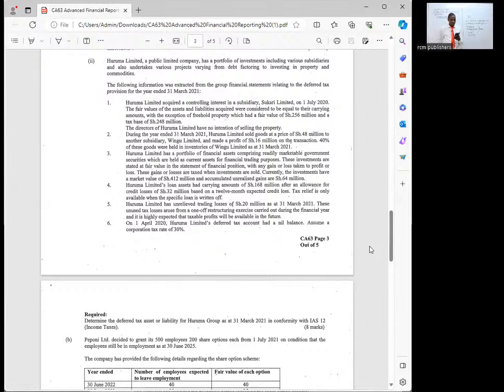Huruma Limited has a portfolio of financial assets comprising readily marketable government security, which in the statement of financial position are carried at fair value, with any gain or loss taken to profit or loss. These gains or losses are taxed when the investments are sold. And therefore, we are told that currently the investment has a market value of 412 million and accumulated unrealized gain of 64 million.